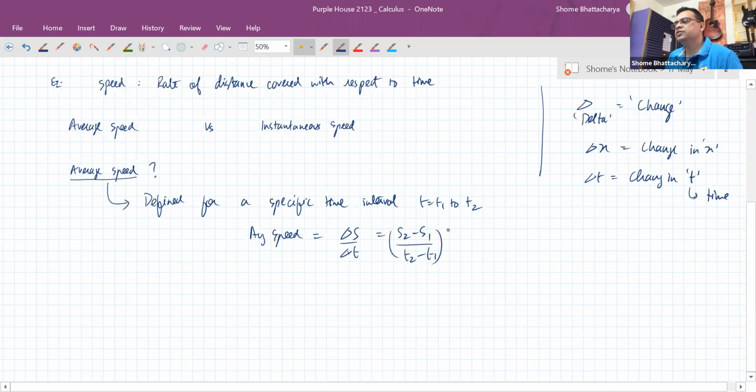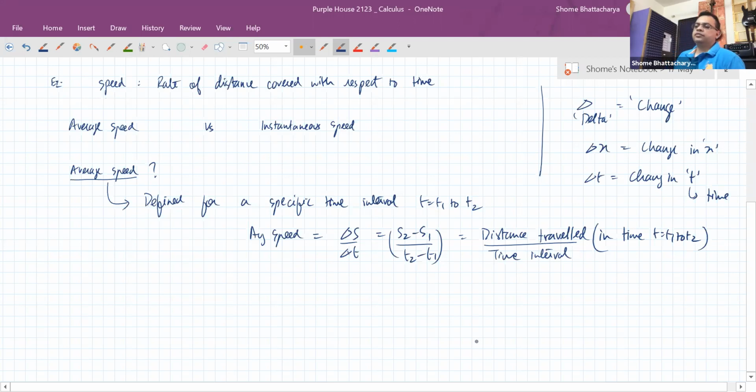So the word definition of average speed is that it is the distance traveled in the time interval T equal to T1 to T2, divided by that time interval itself. That is how I will define average speed. Let's look at a quick example of average speed.